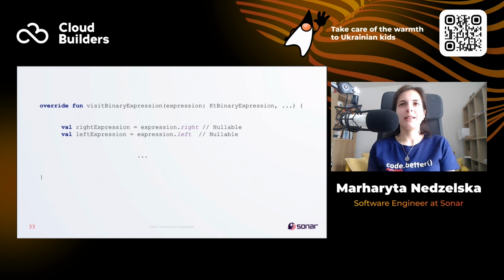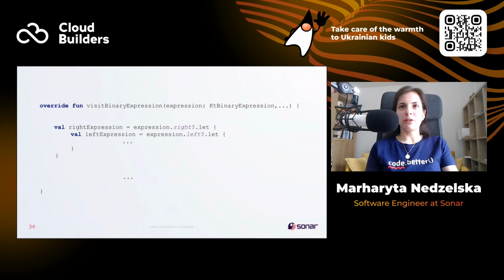What's the problem? Let's imagine we have a binary expression. And in binary expression, if it's parsed correctly, you should always have right and left. But unfortunately, Kotlin compiler resolves right and left as nullable. While in our case, in case of our analyzer, if they are null, we could not even get into that function. So how to deal with this?